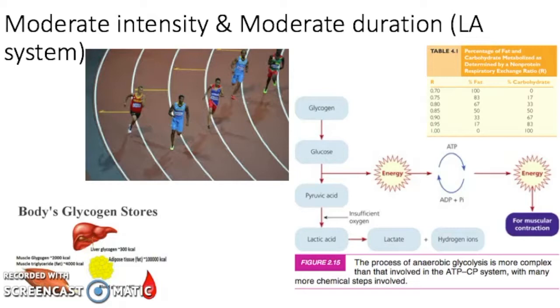The fibres that would be used in moderate intensity and duration would be fast oxidative glycolytic. This is because they are between fast glycolytic and slow oxidative fibres, meaning that they are the best for moderate duration events. They have the characteristics of both fast glycolytic and slow oxidative fibres. The speed of contraction is moderate in fast oxidative glycolytic as they hold a reasonable amount of glycogen.